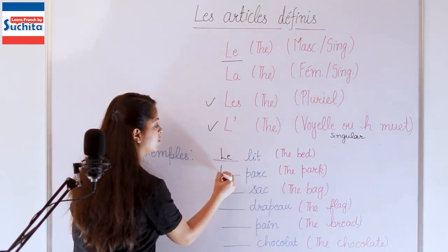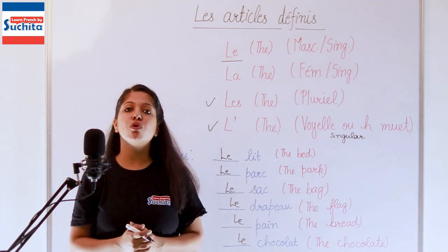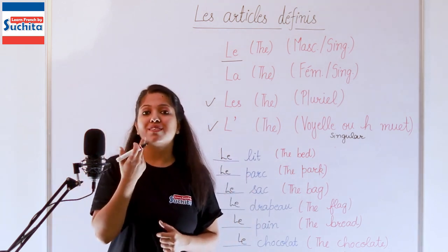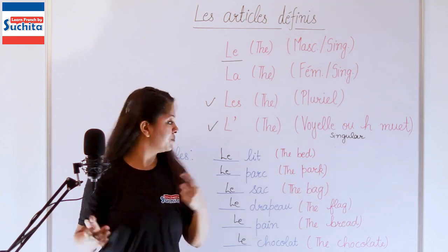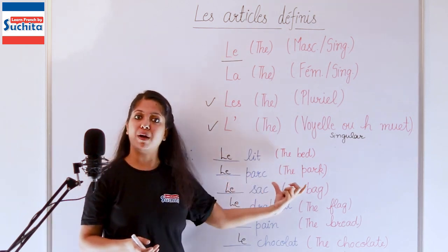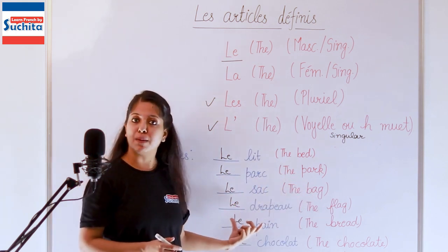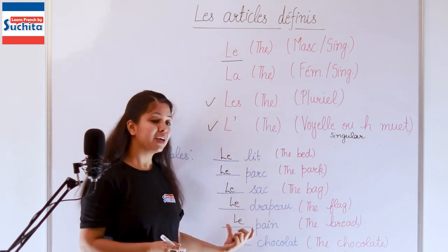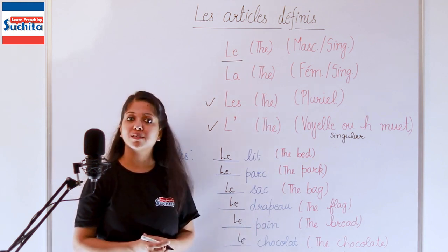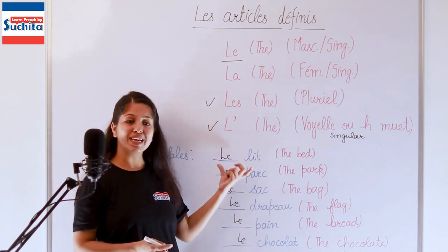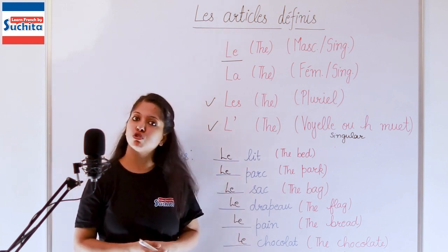So you say: le lit. It's really important to pronounce it well. Le lit, the bed. Le parc, the park. Le sac, the bag. Le drapeau, the flag. Le pain, that's the bread. Le chocolat, that's a chocolate. So, le lit, le parc, le sac, le drapeau, le pain, le chocolat.